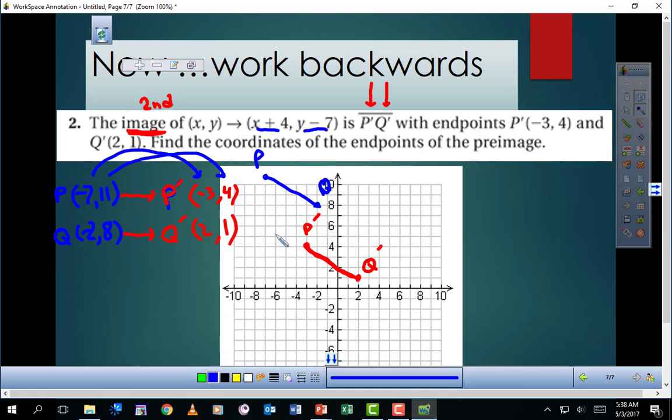Oh, I did a better job drawing it this time. And notice what happens. We basically took this pre-image and moved it over 4 units: 1, 2, 3, 4. And then we moved it down 7 units. Down like that. So that's how this rule worked. We went over 4 and then down 7. That's kind of related to the idea of slope, right? Are you seeing the connection? Anyhow, that's working backwards, and you'll have some problems where you have to work backwards.